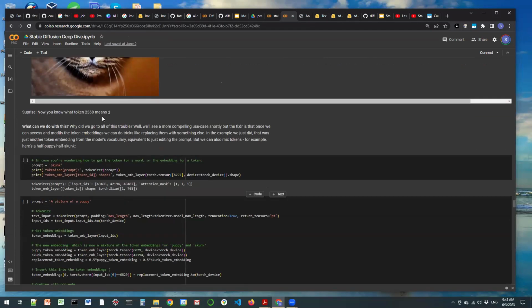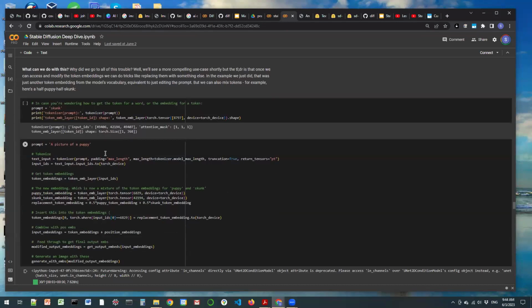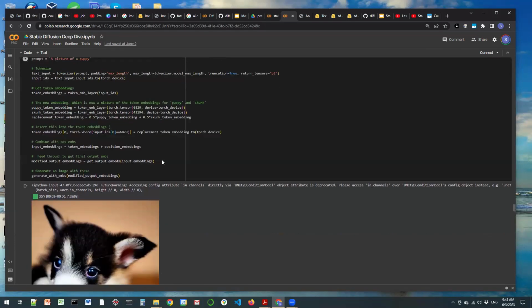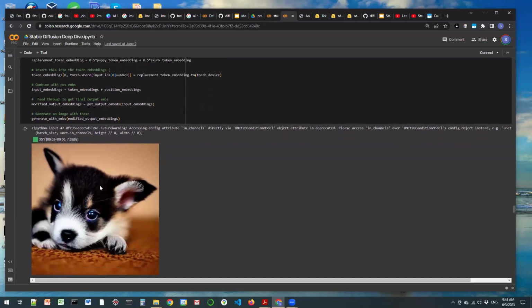And the other fascinating thing, why is this interesting? Why go through all this trouble? Well, let's say the prompt is a skunk. Then he does the prompt of a picture of a puppy. But here's the thing: you take a puppy token embedding and a skunk token embedding and you say, I want half a puppy and half a skunk. So this is, I don't know, a scuppy or a punk, whatever you want to call it. Sometimes it works, he says, sometimes it doesn't. It depends on how effectively the combination image looks. But here you see a combination of a puppy and a skunk.